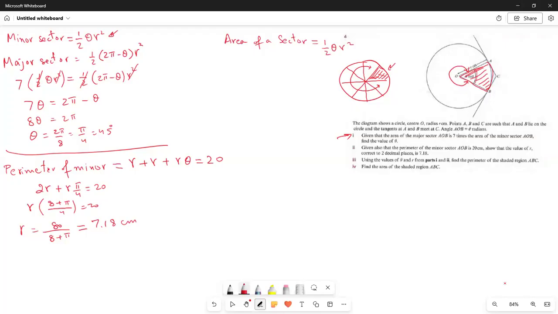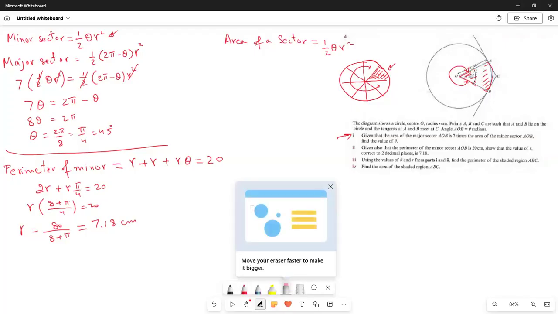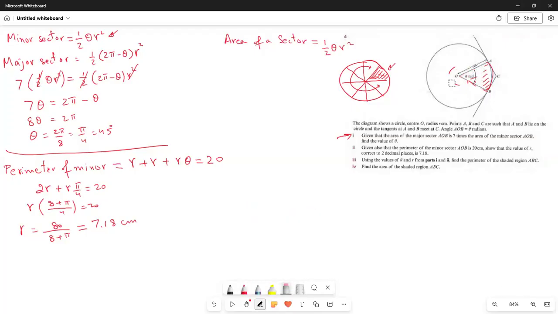Now the third part is, using the value of r and theta from parts 1 and 2, find the perimeter of the shaded region. Let me make some space, clear up all these things so that we can do some more work here.